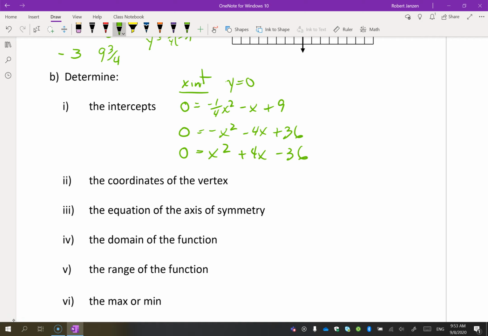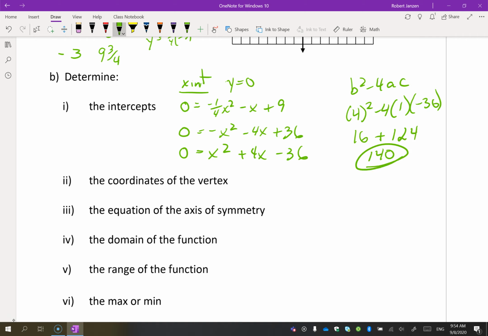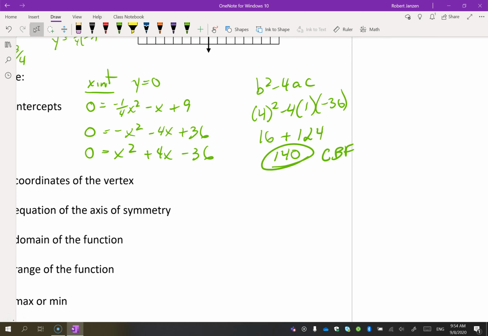How do I know? Well, let's do b squared minus 4ac. 4 squared minus 4 times 1 times negative 36. This is 16 plus 124, which is 140. This is not a perfect square, which means I cannot factor. Cannot be factored. So what in the world am I supposed to do? Well, since I can't factor it, I'm going to use the quadratic formula.